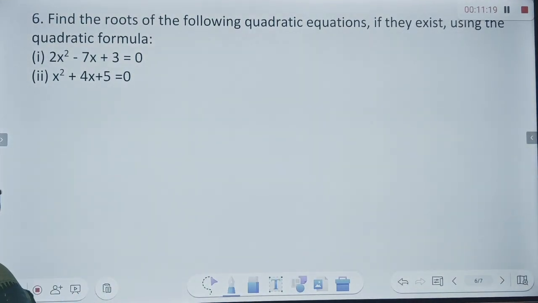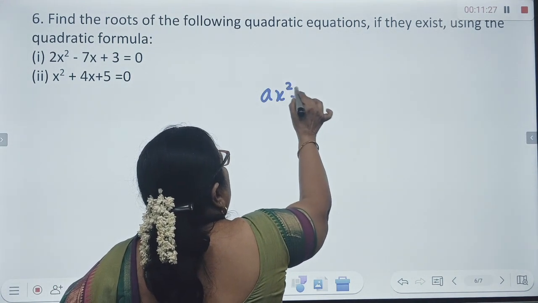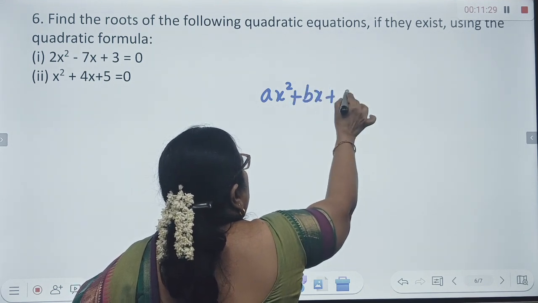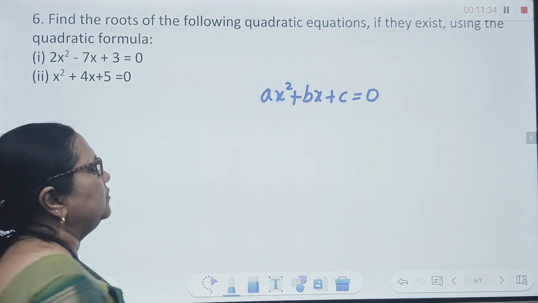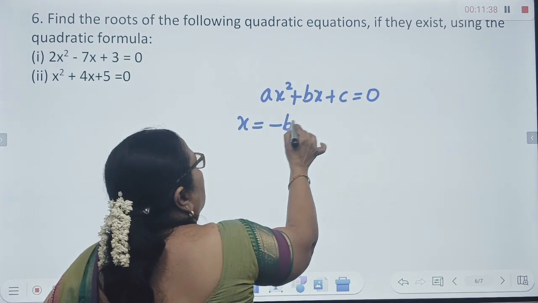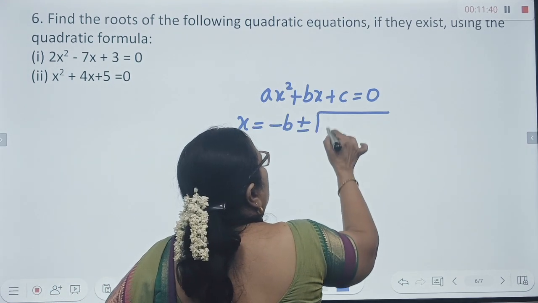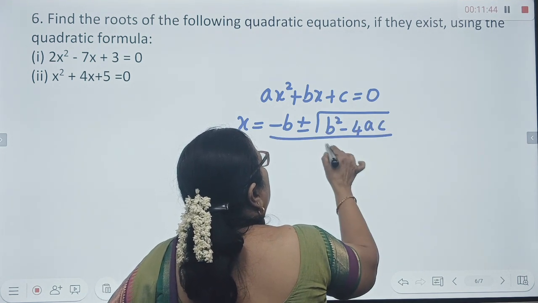Now, in one of the earlier videos, we have also derived the quadratic formula. We know that when you have a quadratic ax square plus bx plus c equal to 0, and if you find it difficult to split the middle term, then you can use the quadratic formula where x is given by minus b plus or minus root of b square minus 4ac by 2a.